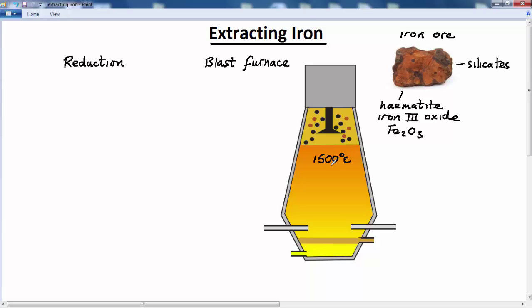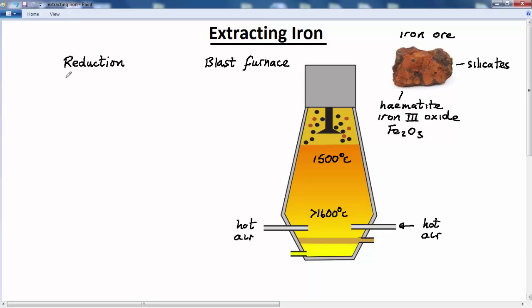degrees Celsius. Now it's called a blast furnace because hot air is being injected into the furnace at this point, and the hot air helps to increase the temperature still further. So around about here at the bottom of the furnace, the temperature is going to be over 1600 degrees Celsius, at which point iron is in its molten or liquid state.